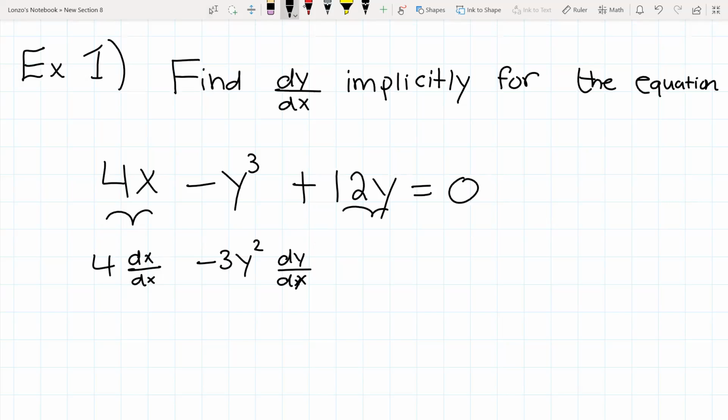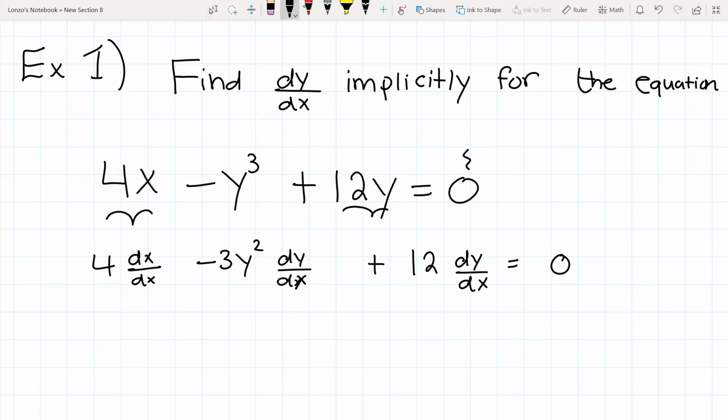Okay, what's the derivative of 12y? Well, the derivative of 12y is just 12, and in respect to x, it would be dy over dx, equals, and then the derivative of 0, a constant, is still 0.